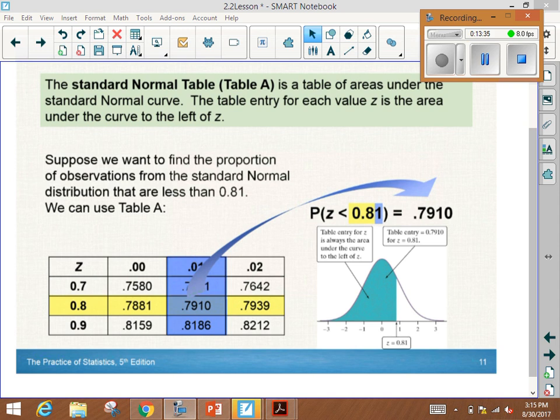This isn't the best way to show this to you, so we'll work example problems in class so that you can see what's going on. We're using this table to find any value that is less than 0.81 standard deviations from the mean, really above the mean in this case.